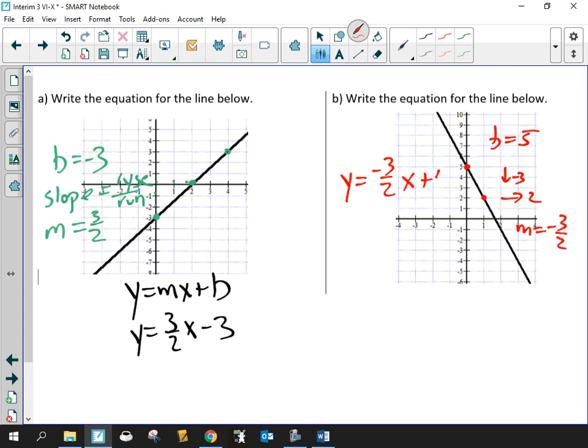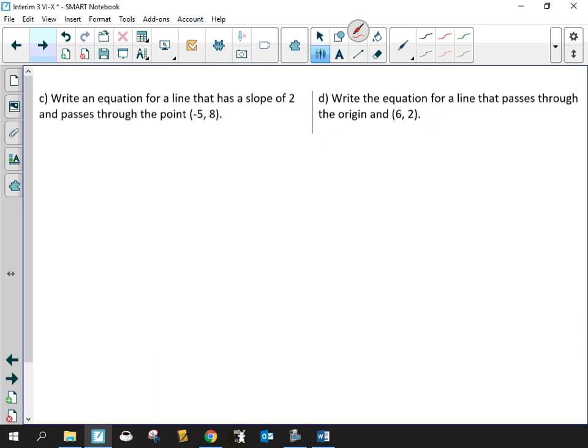y = mx + b. All right, write an equation for a line that has a slope of 2 and passes through the point (-5, 8). So y equals mx plus b. But they didn't give me b, they gave me the slope and a point.